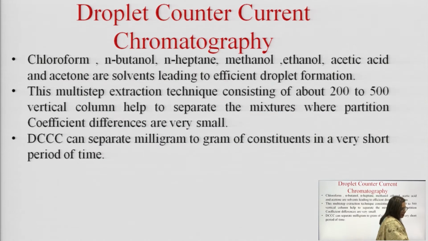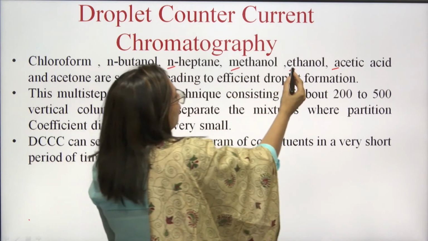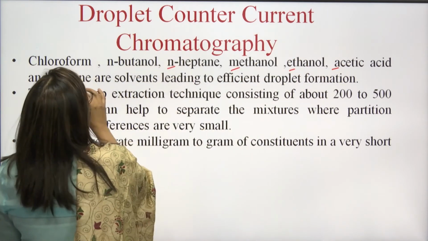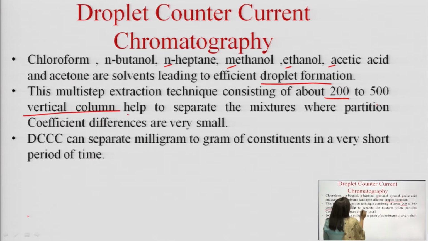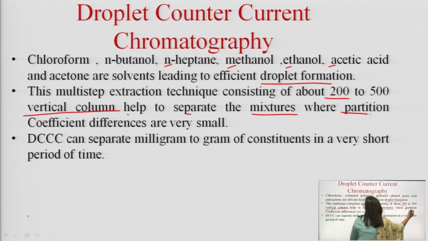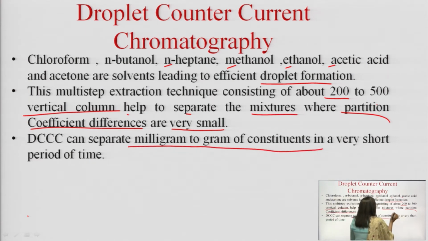Chloroform, N-butanol, N-heptane, methanol, ethanol, acetic acid and acetone are solvents leading to efficient droplet formation. This multi-step extraction technique consists of about 200 to 500 vertical columns which help to separate the mixtures where partition coefficient differences are very small. DCCC can separate milligrams to grams of the constituent in a very short time.